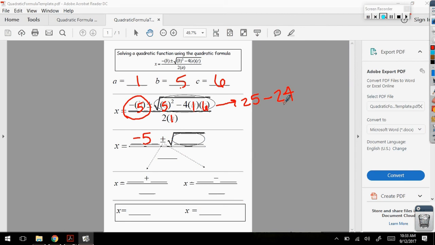Okay? So under the radical, what is 25 minus 24? 1. That's it? Look at the bottom. I still got a bottom piece. What's 2 times 1? 2. Yes, what's your question? You're going too fast now. Okay, I'll stop for just a moment.